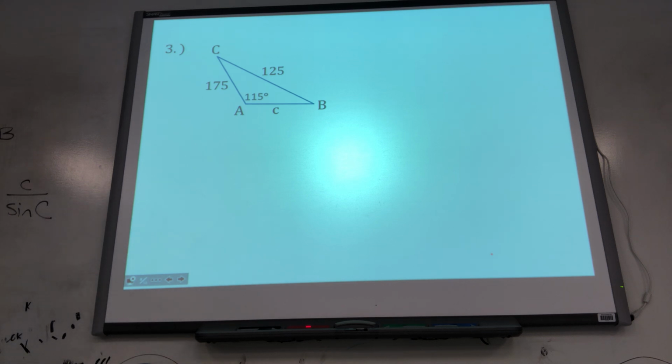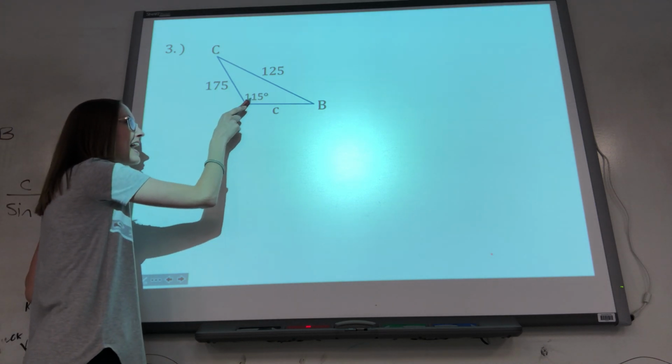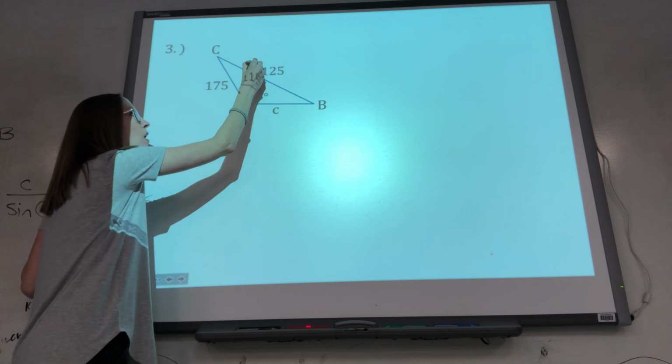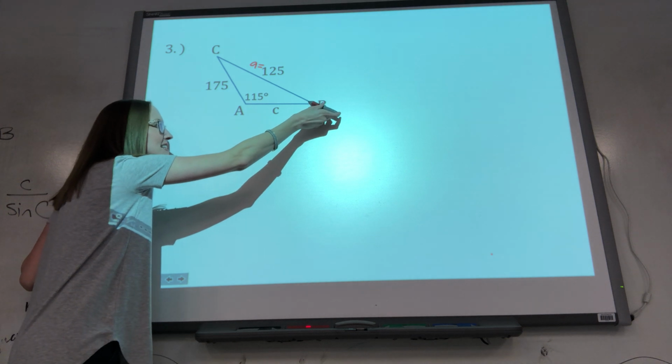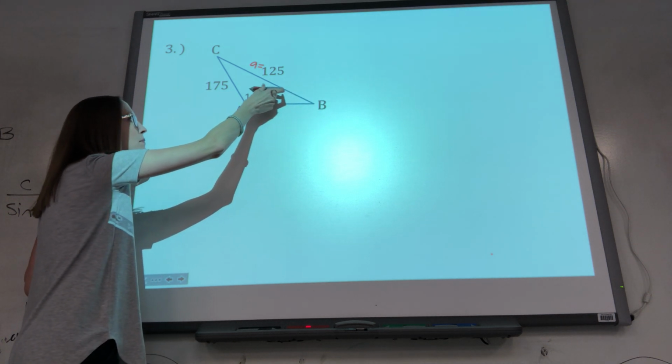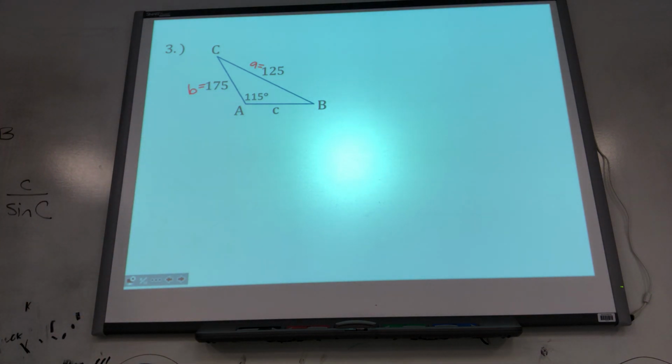There's still 3 unknowns. Now, it's important that you remember the letters or the variables. They're always across from each other. Since this is angle A, that means the 125 is side A. And since this is angle B, that means this is side B. It looks different than the triangle that we had over here, but as long as you remember they're across from each other, then you should be good to go.